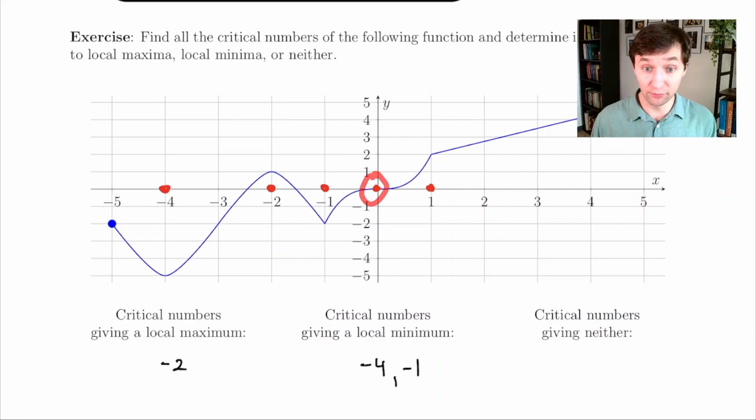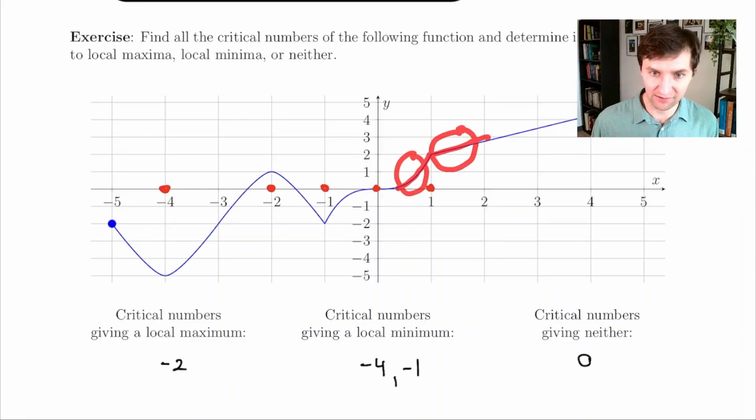0 corresponds to neither, and that is because no matter how small of an interval around 0 you consider, the values of the function on the left side of the critical number are always below the value of the function at 0, and the values of the function on the right side of the critical number are always above the value of the function at x equal to 0. So, the critical number x equal to 0 gives us neither. Finally, at x equal to 1, we also get neither. The values on the left side are smaller, the values on the right side are bigger.